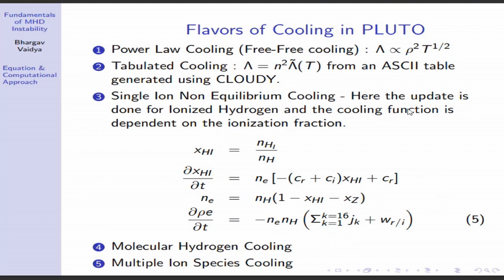A more sophisticated one which we have is called single ion non-equilibrium cooling. Essentially, your atoms are not in local thermodynamic equilibrium, so you worry about the ionization fraction. This is the total hydrogen, and this is the ionized hydrogen, and the ionization fraction will change like this. This is a recombination coefficient, this is an ionization coefficient, and again, this is a recombination coefficient. Now you can write your rho e in this manner. But J, K, and W are functions of temperature, coming from the chemical kinetics and so on. So you can incorporate the chemistry and cooling at the same time. Molecular hydrogen cooling is also there, and multiple ion species.